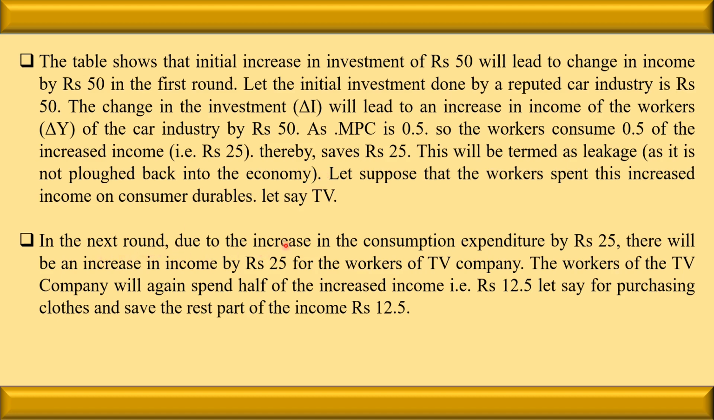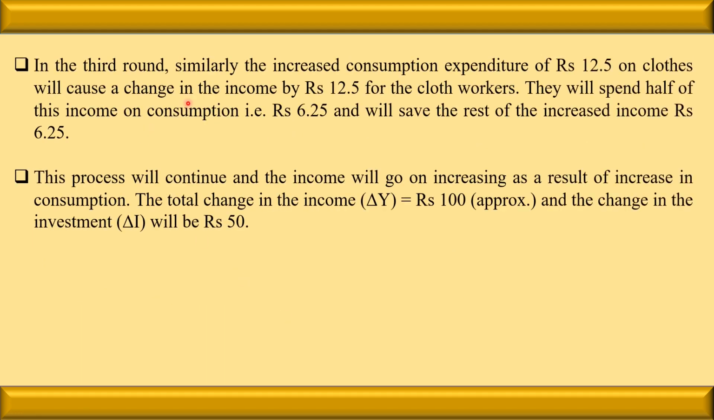So in the next round, due to the increase in the consumption expenditure by 25, there will be an increase in the income by 25 for the workers of the TV company. The workers of the TV company will again spend half of the increased income, that is 12.5, say on the purchase of clothes, and save the rest. So in the third round, similarly, the increased consumption expenditure of 12.5 on clothes will cause a change in income by 12.5 for the cloth workers. They will spend half of this income on consumption, that is 6.25. This process will continue and the income will go on increasing.